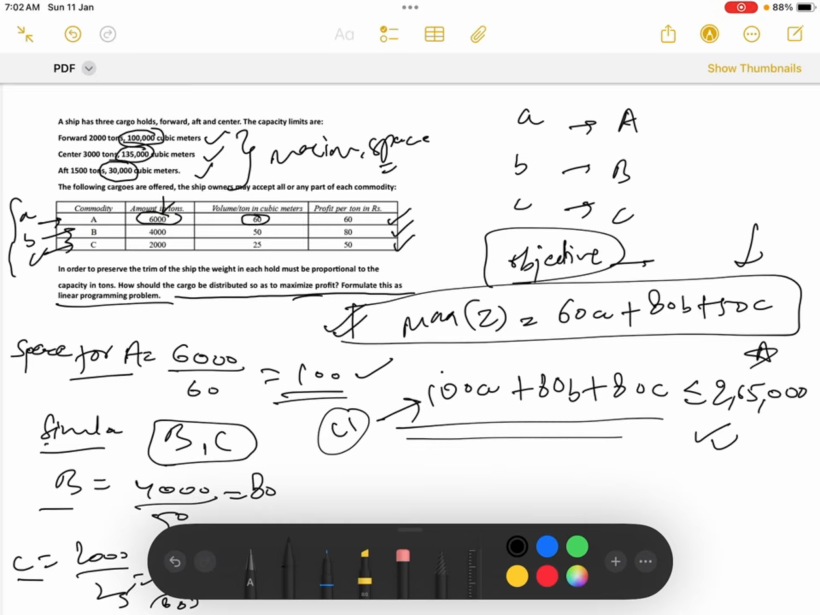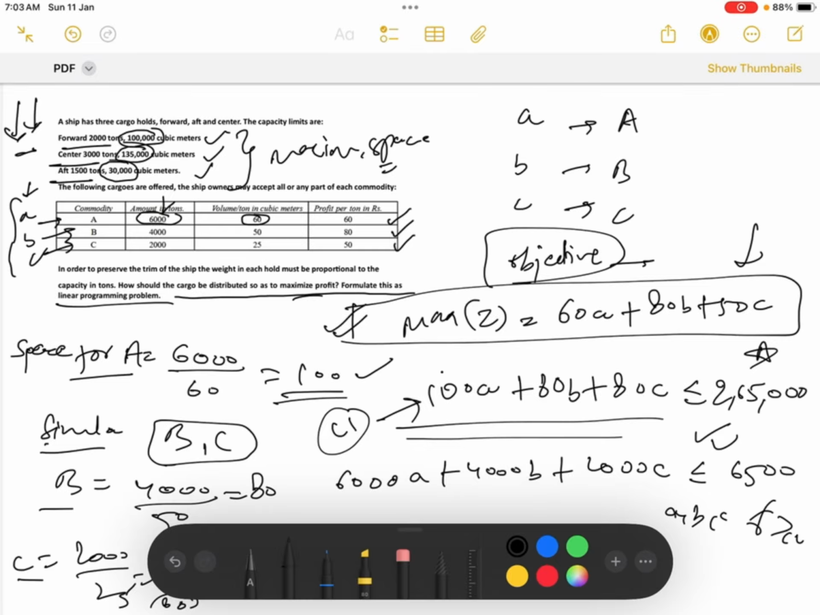After that, now amount in tons. If we assume that A is the amount of A, then 6,000A plus 4,000B plus 2,000C. Now what the maximum could be, see here, I'm indicating in this video: forward 2000, center 3000, after 1500, so that comes equal to 6500. And obviously we know that A, B, C are all greater than or equal to 0. So this was the second question.